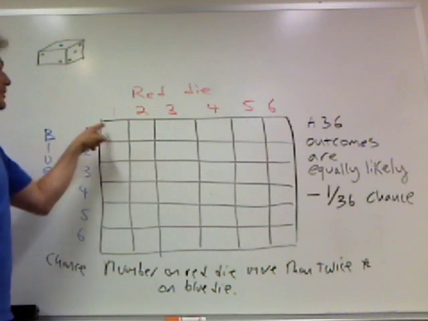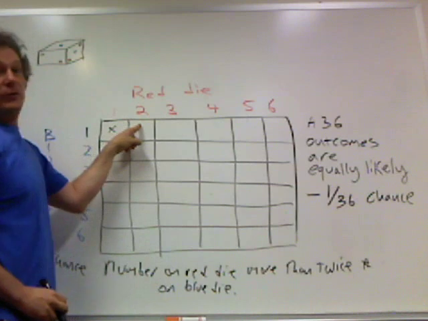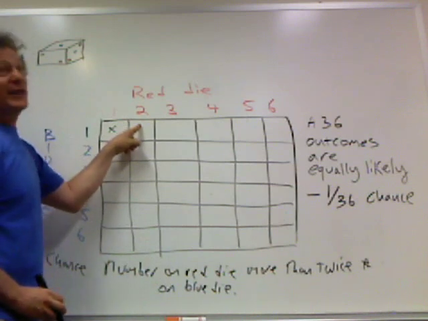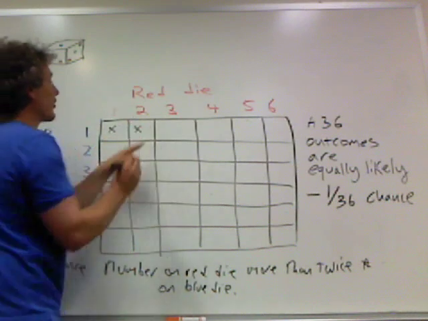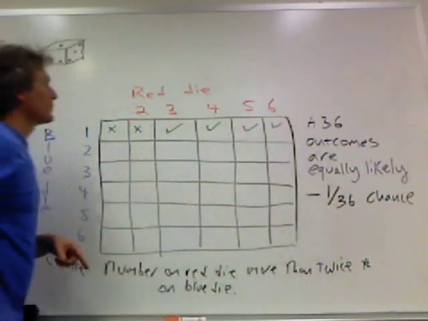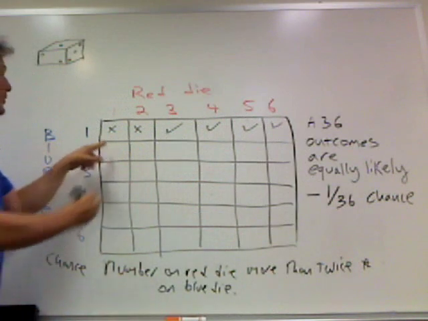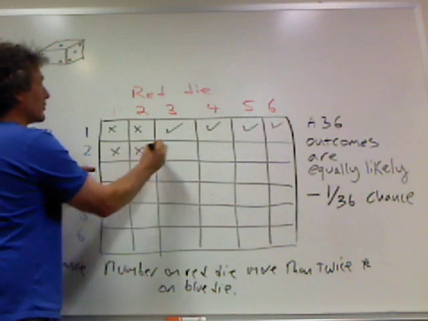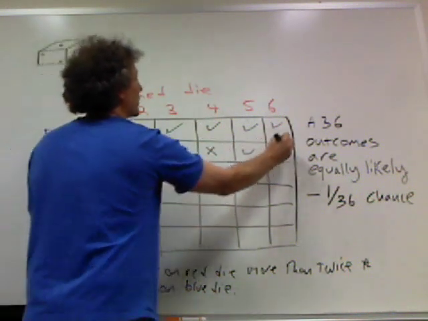So the red die is 1, that's not more than twice 1, so we're not interested in that one. The red die is 2, it is twice 1, but it's not more than twice 1, so that's no good. But 3 is more than twice 1, so that's a good one, so is 4, so is 5. Okay, they're all more than twice 1. Now for 2, 1 is not more than twice 1, 2 is not, 3 is not, 4 is not, but 5 and 6 are.